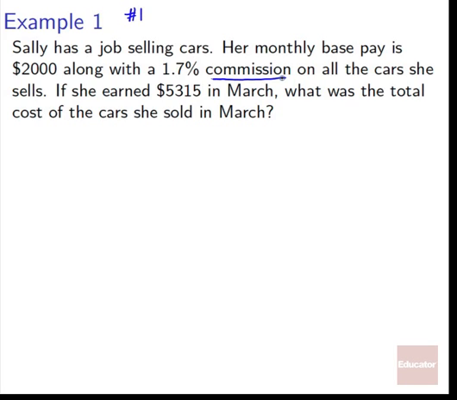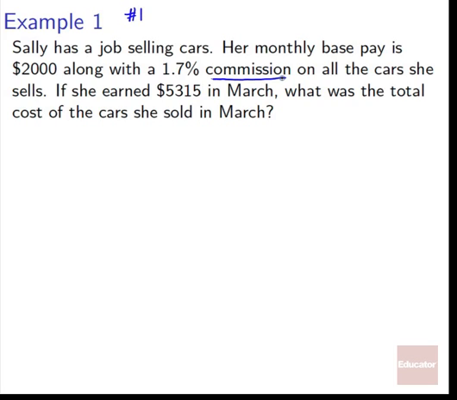So if somebody has like a 10% commission, if they sell $100 of stuff, they personally get $10 back. So a commission is a way of making a profit off of what you sell to other people. A salesman gets a commission on their sales generally to encourage them to sell more. So she gets a 1.7% commission. 1.7% of whatever she sells, she gets back. Okay, so she gets $2,000 plus 1.7% of the amount of the cars that she sold in the month.